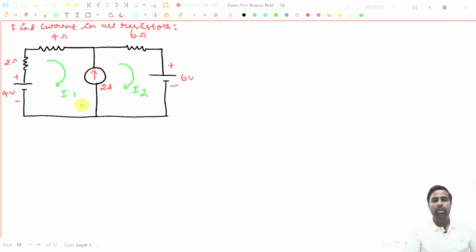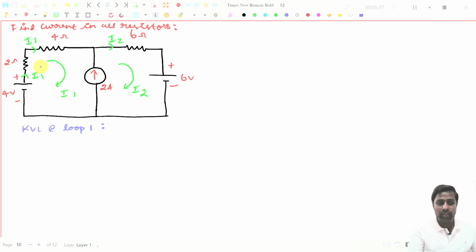So what I am going to do, I am going to write the KVL expression now for these two loops. For that, I will write this is I1 and this is also I1 and this is I2. That we know already. Now I will start from this point. So KVL at loop 1.